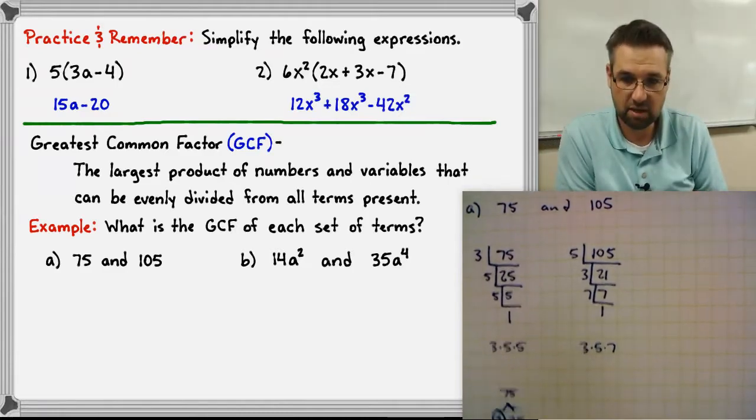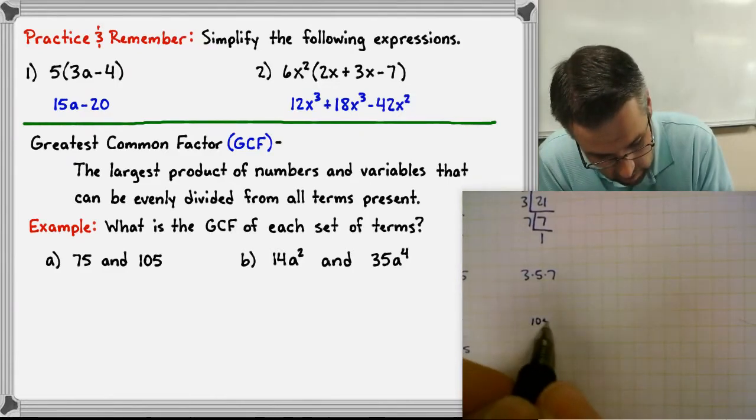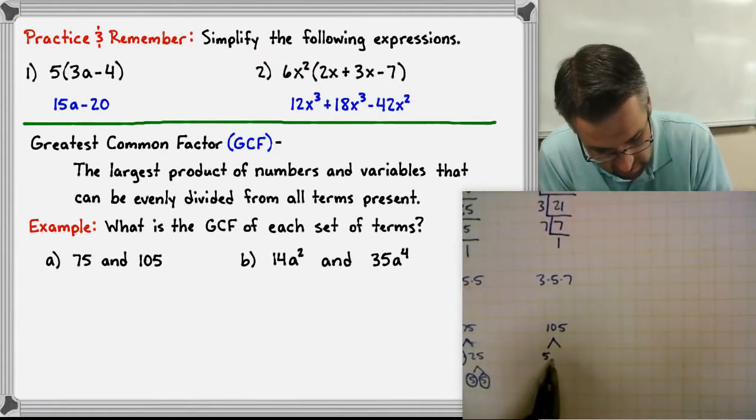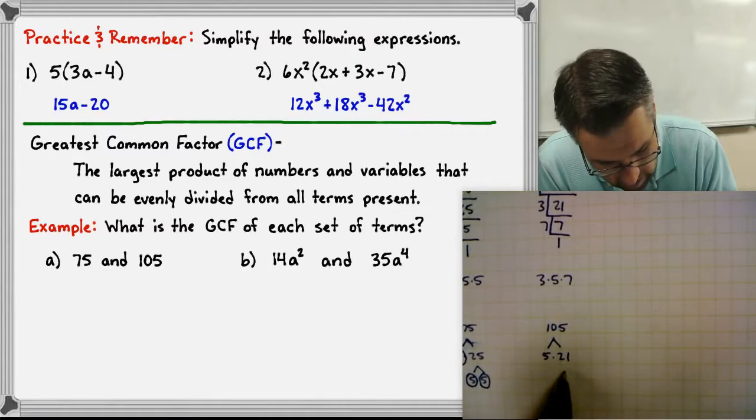3, 5, and 7. If I do the factor tree method, okay, well, 105, if I divide that by 5, I end up with 21. And then if I divide the 21 by 3, I end up with 7.